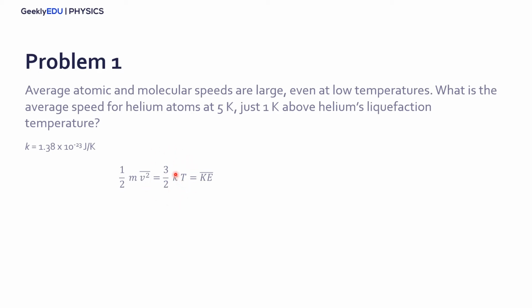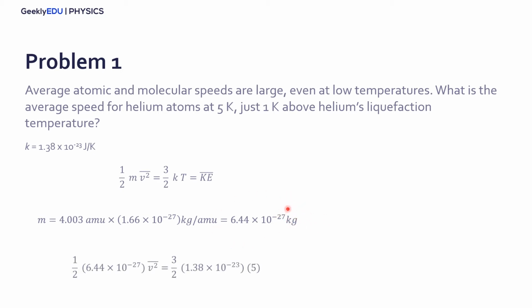So we have that the kinetic energy can be related to the temperature. Before doing our calculations, we need to know the mass of the helium atom, and we know that it's 4 atomic mass units. To transform it into kilograms, we multiply it by 1.66 times 10 to the negative 27, and we have a mass of 6.44 times 10 to the negative 27 kilograms. Now we can insert this value in the formula and isolate the speed.